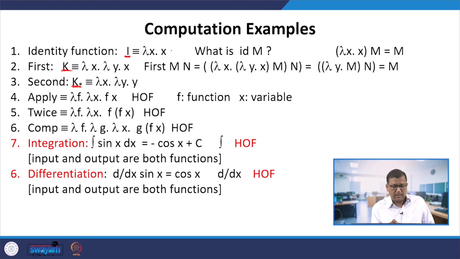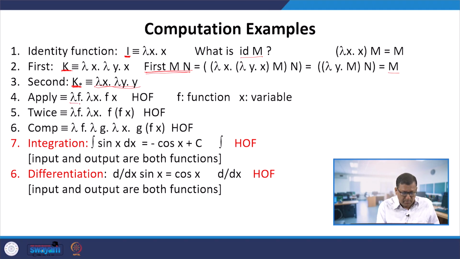The simplest lambda term is the identity function. The identity function is lambda x dot x. Whatever you put as input, you are going to get the same out. Lambda x dot x applied to M is M for any M. First M N means that if you supply two arguments to first, you always get the first argument. To do that, you write a term like lambda x dot lambda y dot x. You supply two arguments, you get the first one. The same holds for the second argument: lambda x dot lambda y dot y will get the second argument, you are going to get N.